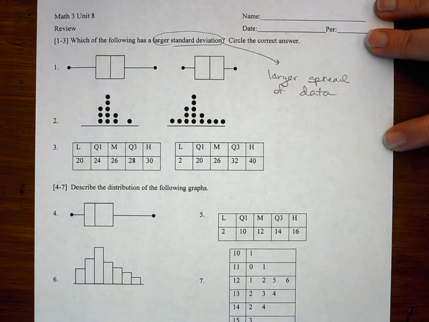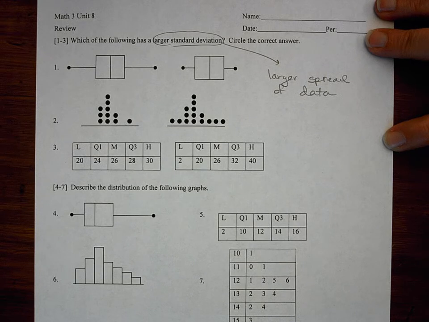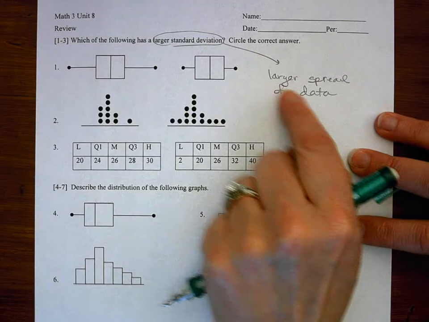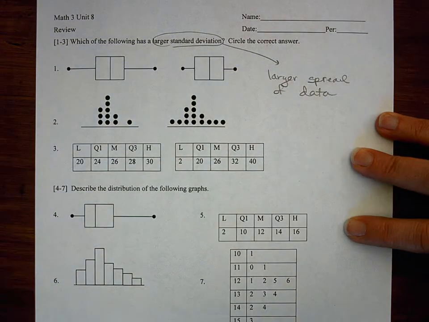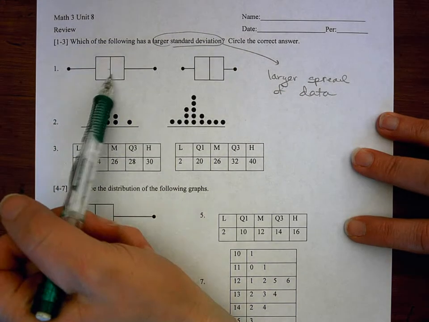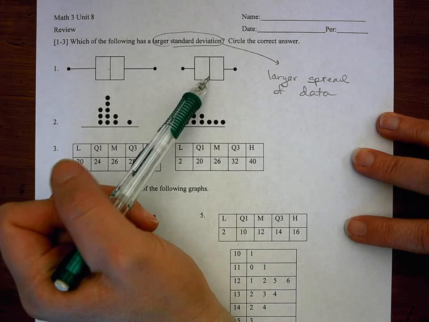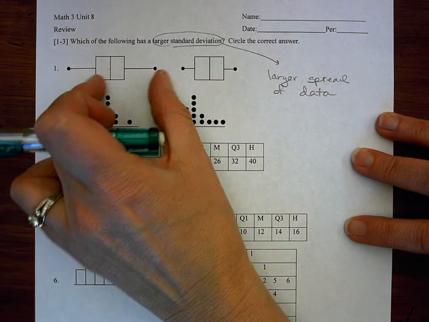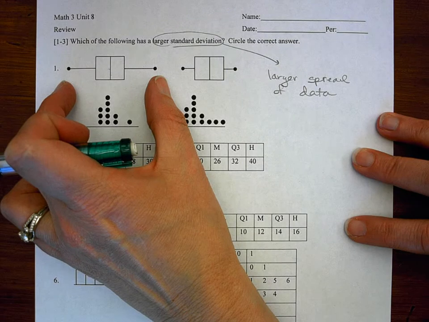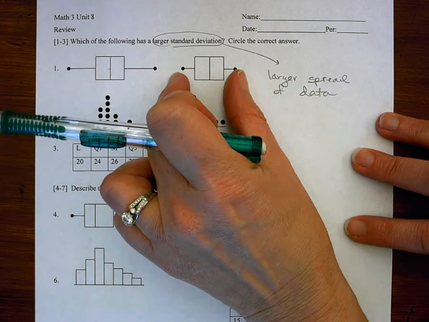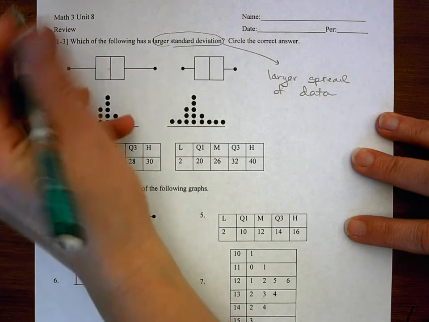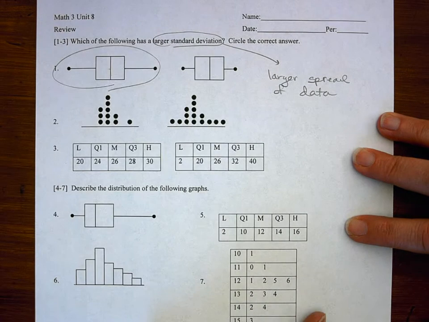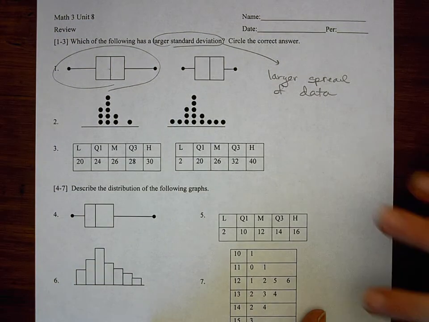A larger spread of data means that the scores are kind of all over the place. There are some low scores, middle scores, some high scores, just kind of spread out, right? So the larger the standard deviation, the larger the spread of our data. If I compare these, assuming the scales are the same, I can see that I have a larger spread, right? Because this is longer than this. So this would be a larger standard deviation. That's how I tell on my box and whisker.